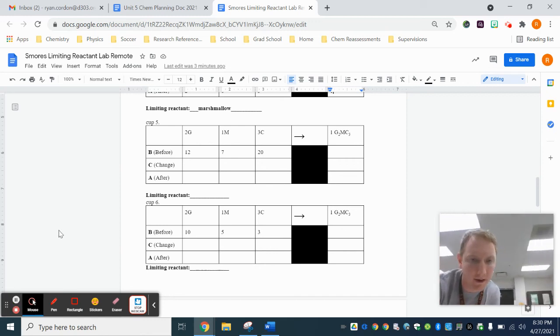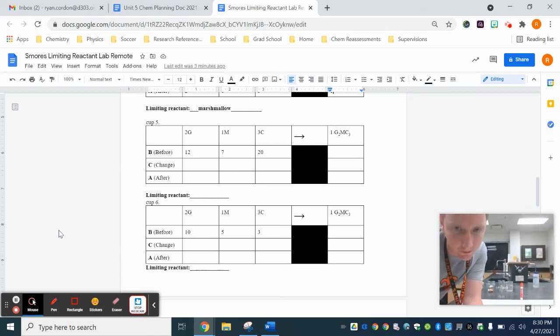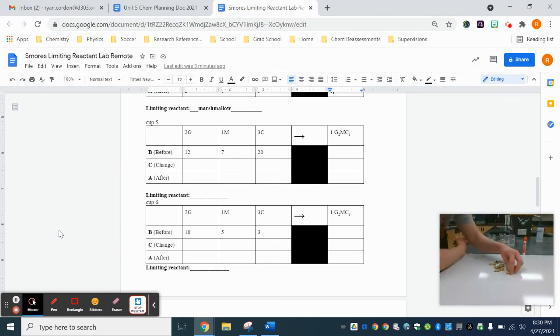All right, cup 5 is a doozy here. We got a lot of materials here to start. We got 12 graham crackers. We got 7 marshmallows. And we have 20 chocolate chips. So let's go ahead and make some s'mores and see what we get.